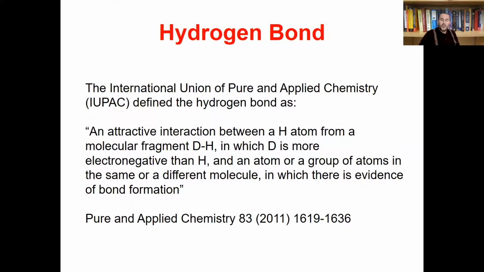So now for the rest, I'm going to go into the history of science. Going back to the hydrogen bond, the IUPAC description of the hydrogen bond is the following: an attractive interaction between a hydrogen atom from a molecular fragment D-H, in which D is more electronegative than H, and an atom or a group of atoms in the same or a different molecule in which there is evidence of bond formation. This IUPAC definition is taken from this reference.